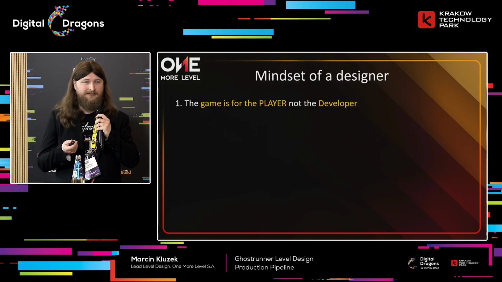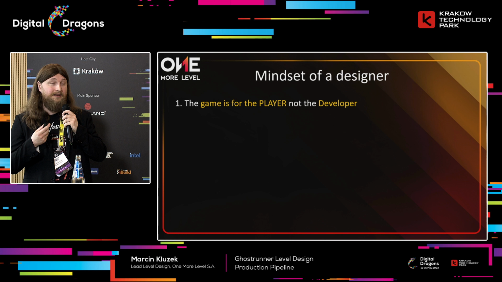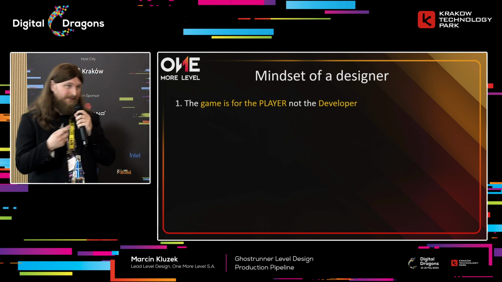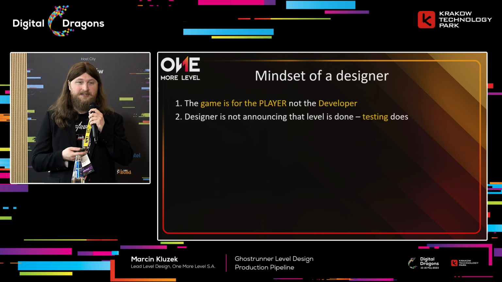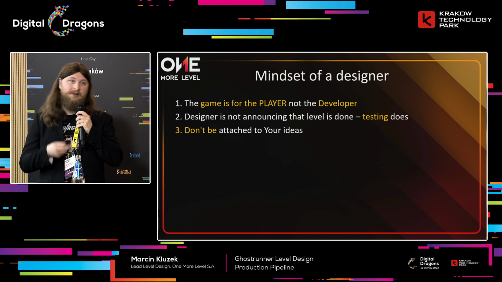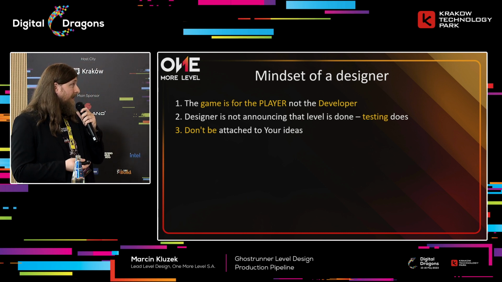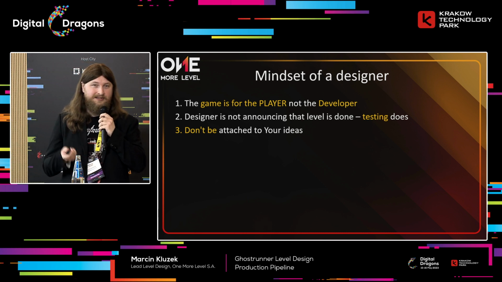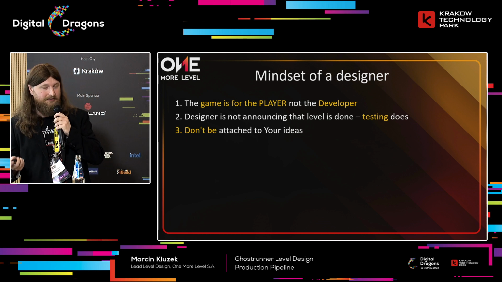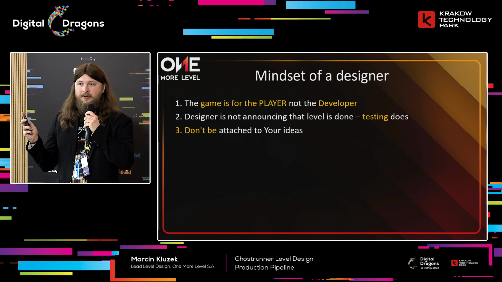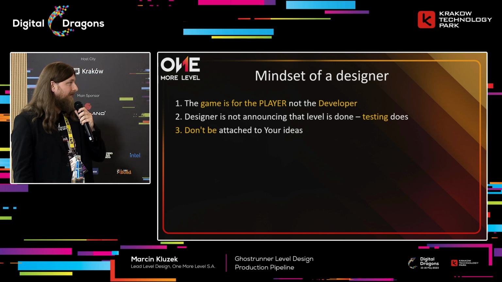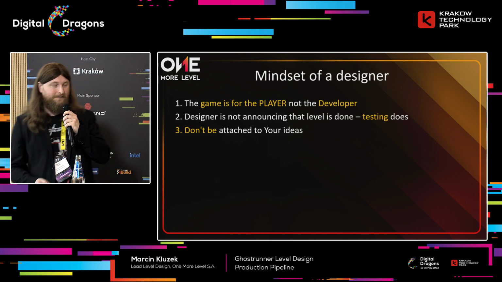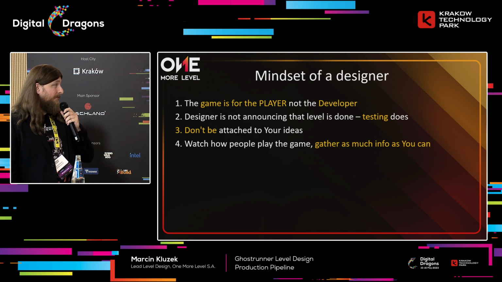The designer is testing the level, and he knows it too well, right? Somebody else plays it, oh, it's a mess. You have to fix it. And the testing does the announcing, not the designer. If the level is cool, it's ready, it's done. And if something doesn't work, the guidance doesn't work, your enemy is too hard, your arena is too convoluted, you have to fix it, you have to redo it. Don't be attached to it. It has to be done. It's not for you. So watch people how they play the game, right?